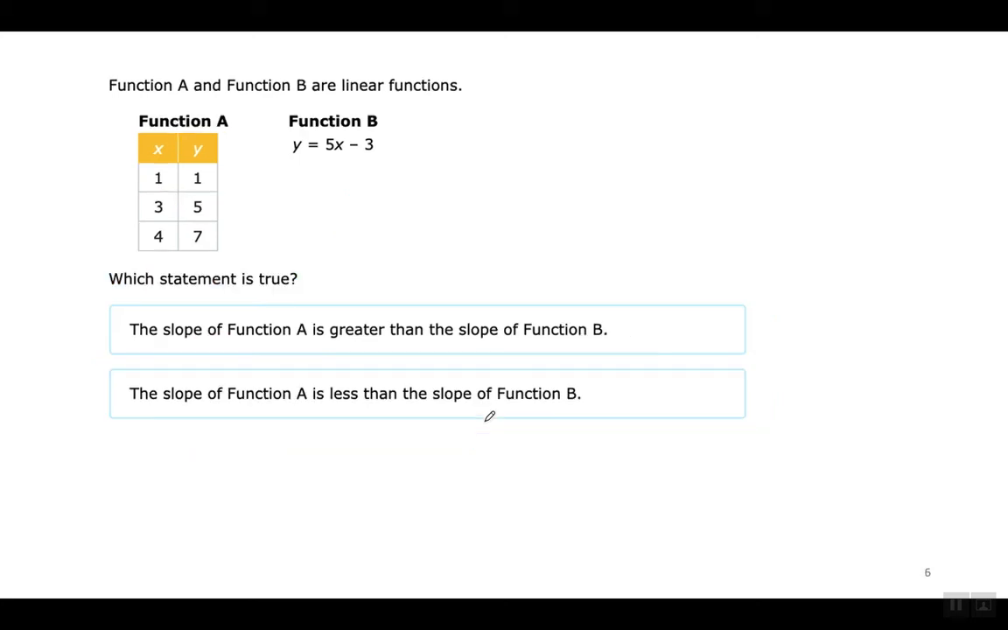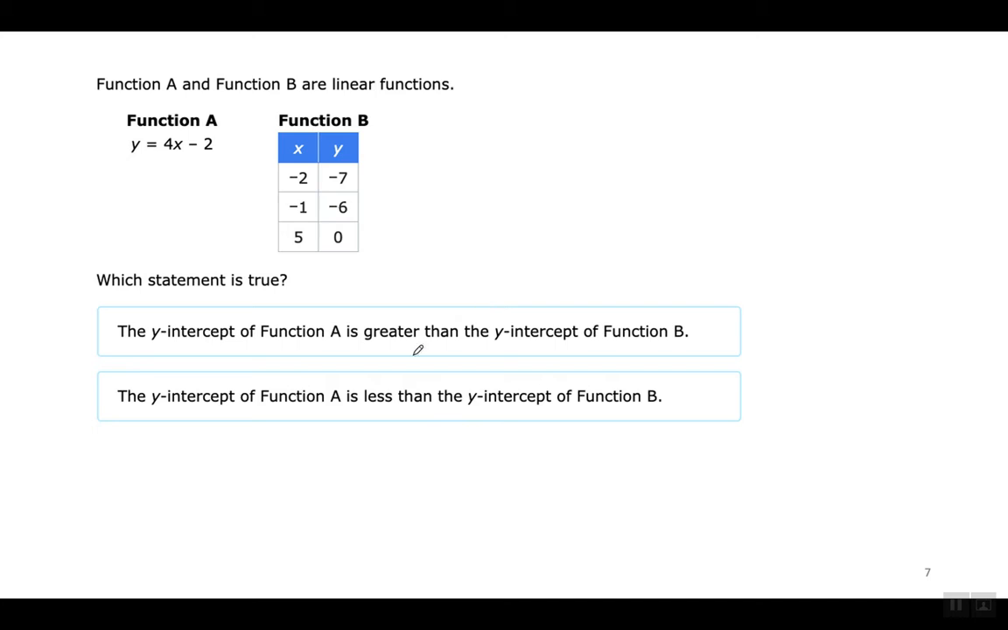All right. I put the same one twice there. All right, here we go. All right, so now we're again comparing the y-intercept.